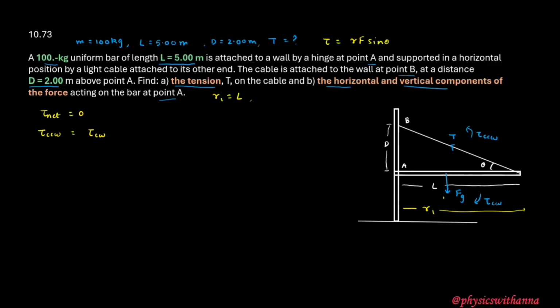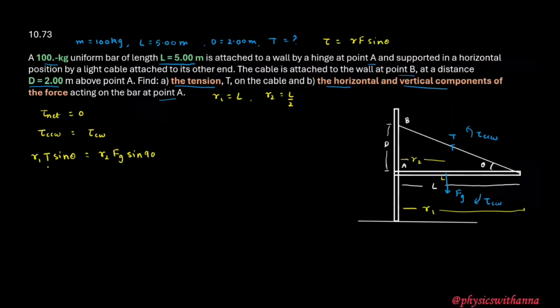Clockwise torque is produced by force due to gravity Fg, and this force is at a distance, let's say R2 from the axis of rotation. Since force due to gravity is acting at the center of mass, this distance R2 will be equal to the position of center of mass, which is L by 2. Fg is making an angle of 90 with the bar because it is perpendicular to the bar. So we can write for counterclockwise torque as R1 T sine theta equals clockwise torque will be R2 Fg sine 90.